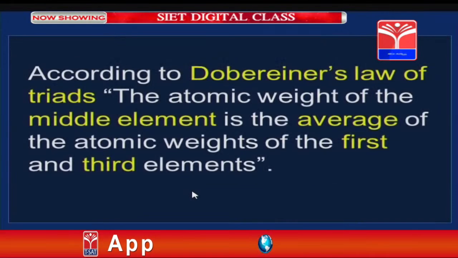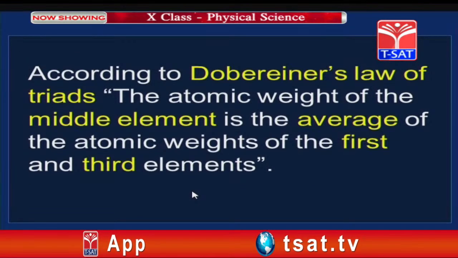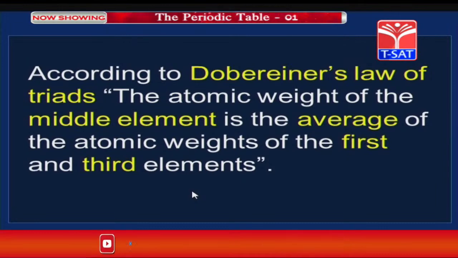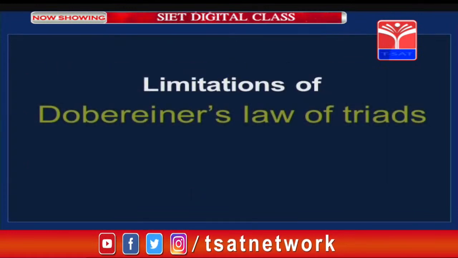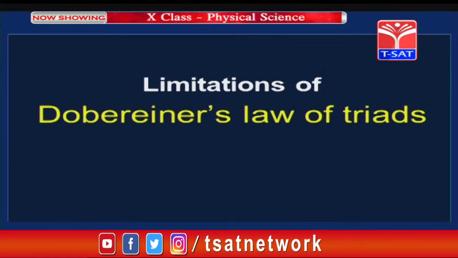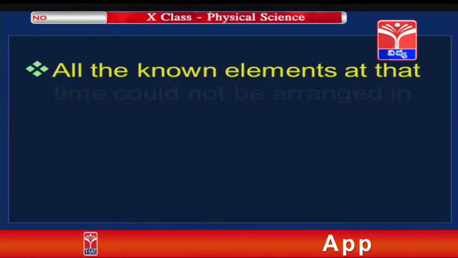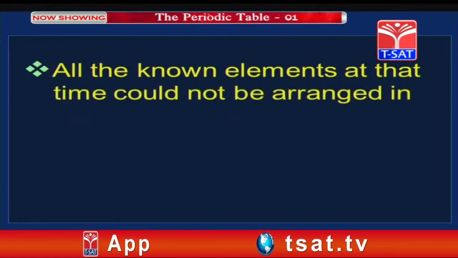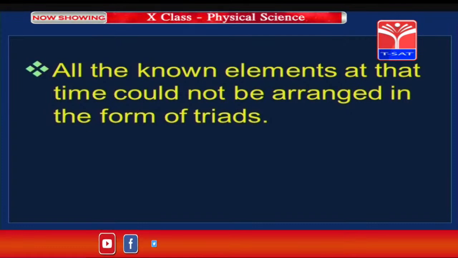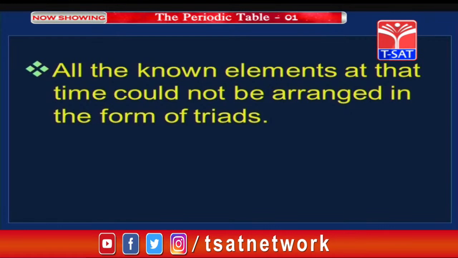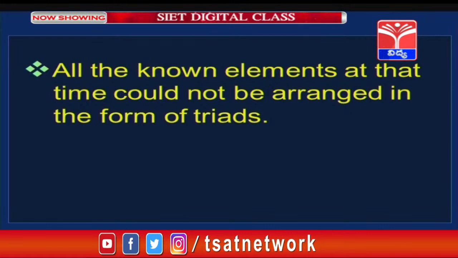Now, according to Döbereiner's law of triads, the atomic weight of the middle element is the average of the atomic weights of the first and third elements. Now, limitations of Döbereiner's law of triads. All the known elements at that time could not be arranged in the form of triads. It is the major disadvantage in Döbereiner's triads. At that time there were many elements, but we could not accommodate all of them in triads.